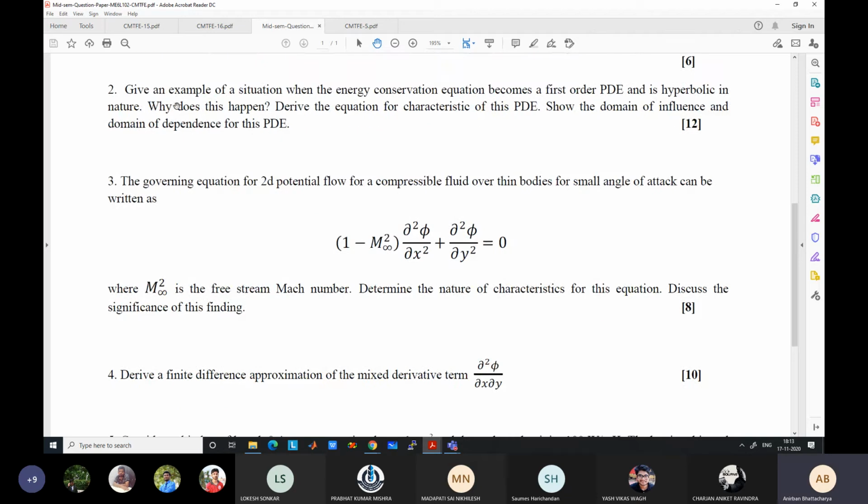So the second question was: give an example of a situation when the energy conservation equation becomes a first order PDE, again just from the notes I have given, and is hyperbolic in nature. Why does this happen? Derive the equation for characteristics of this PDE and show the domain of influence and domain of dependence for this PDE.